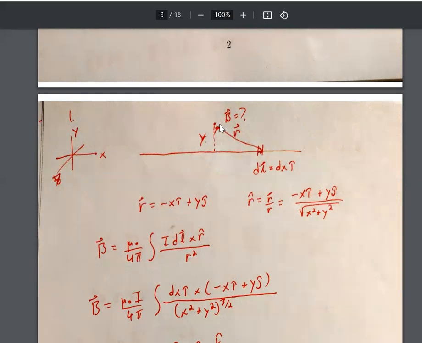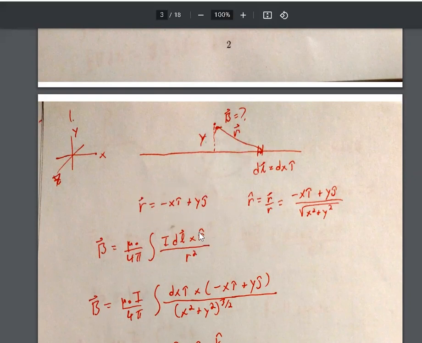Now our R vector, that's the vector that points from an arbitrary dL to where we want to know the magnetic field. So to get from here to here, if we call this point where we want to know it x equals 0, that means that this distance is x. And so to get from here to up here, we have to go negative x in the x direction and positive y in the y direction, which is exactly what I've written here.